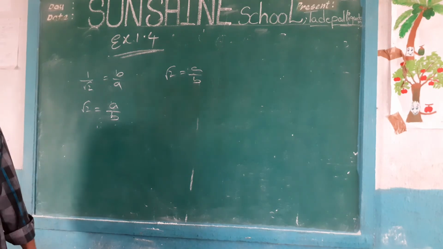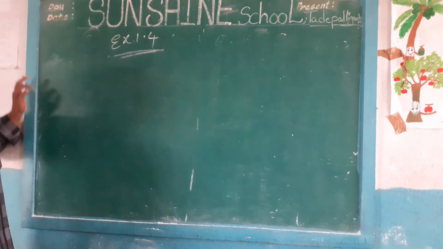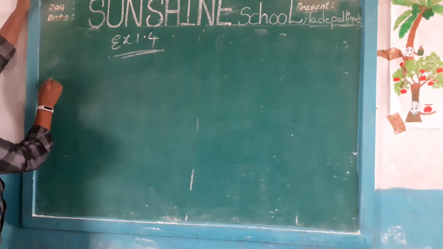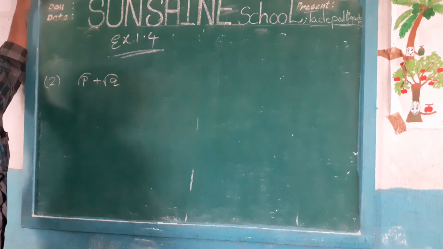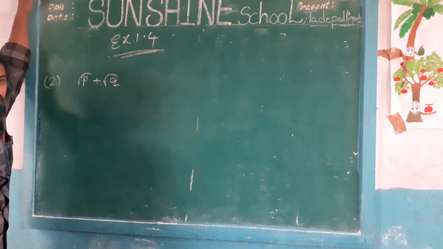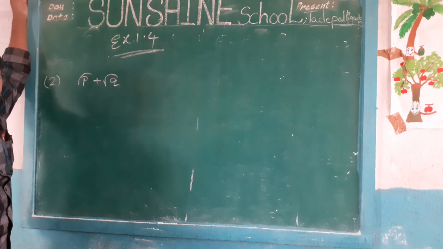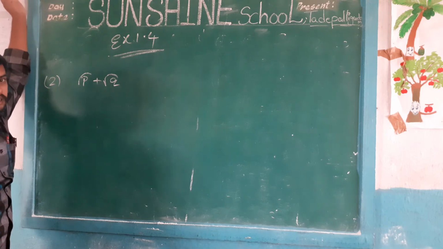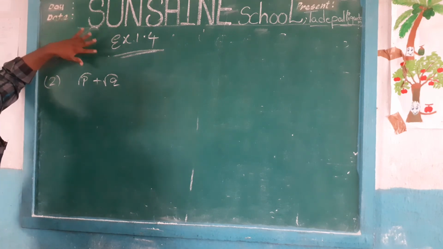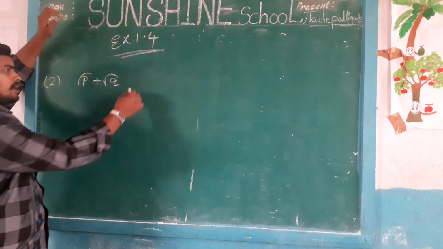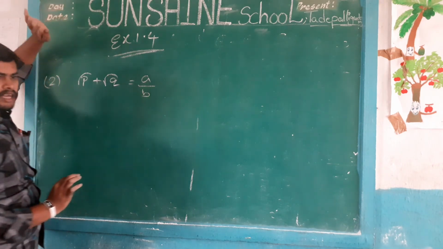Second Roman, first sum. This is important. Root p plus root q is an irrational number. Here, where p and q are prime numbers, that is the major thing. So let us assume root p plus root q is a rational number, a by b, where a and b are co-primes, where b not equal to 0. These are the cases.